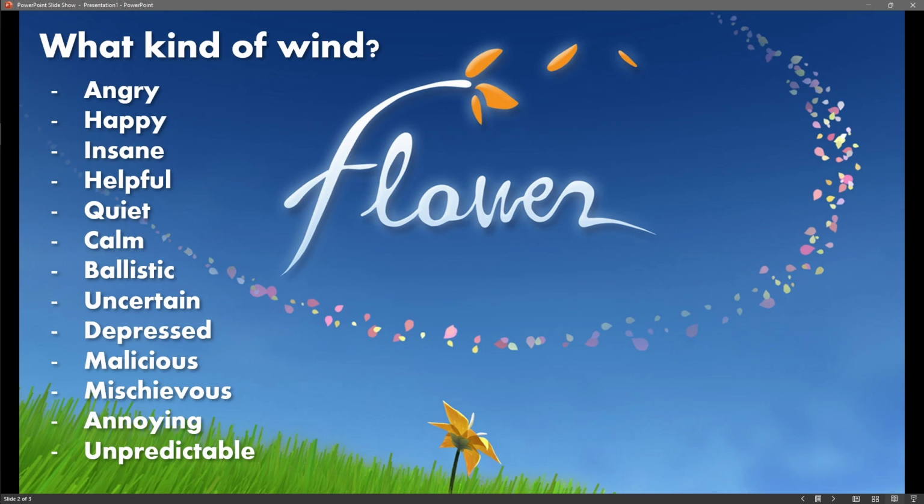And these are some examples that my students actually came up with in their class. We've got angry wind, happy wind, insane wind, helpful wind, quiet wind, calm wind, ballistic wind, uncertain wind, depressing wind, malicious wind, mischievous wind, annoying wind, and unpredictable. So what you want to do is see if you can think up what it would be like to feel those kinds of different winds and feel what it would be like to be influenced by some of those winds.